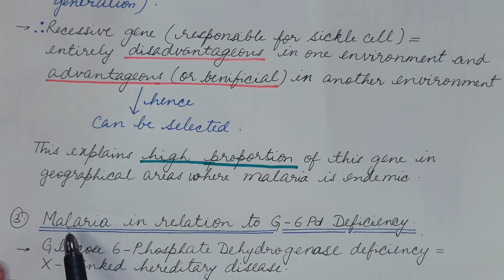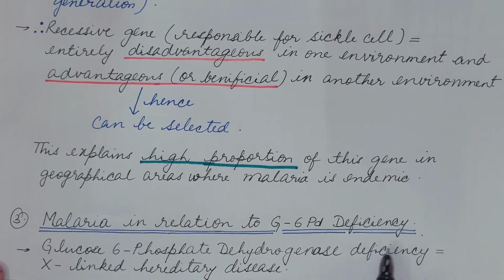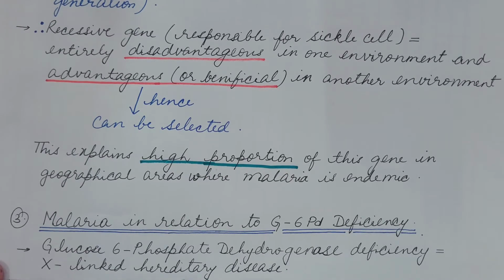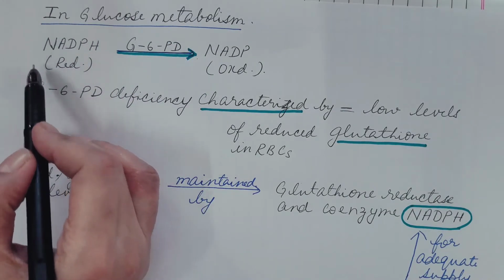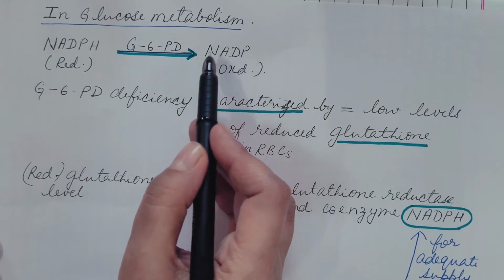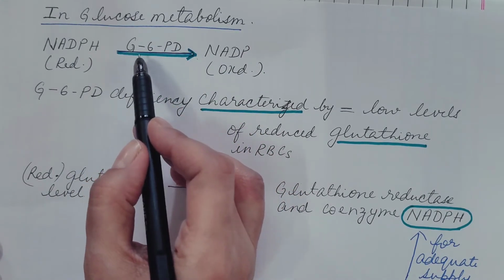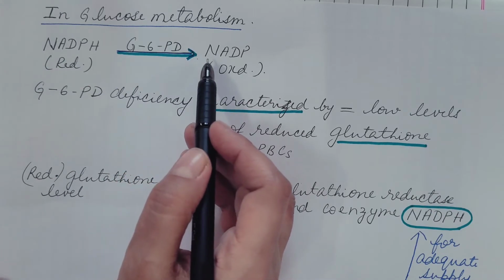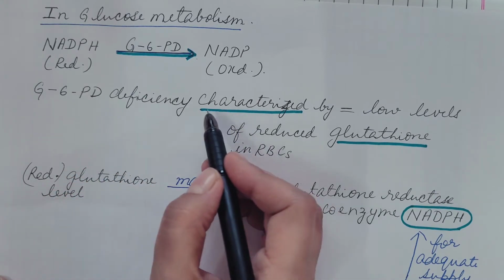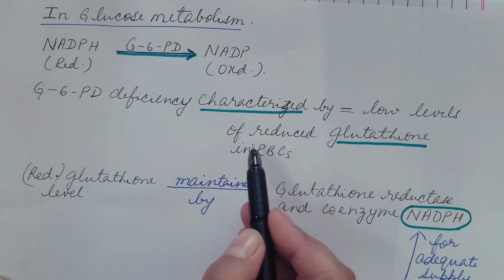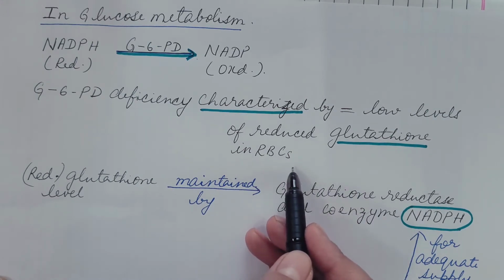Now third is malaria in relation to glucose 6-phosphate dehydrogenase deficiency. Glucose 6-phosphate dehydrogenase is an enzyme and its deficiency is an X-linked hereditary disease. In glucose metabolism, conversion of oxidized NADP to reduced NADPH is catalyzed by the glucose 6-phosphate dehydrogenase enzyme. Also, glucose 6-phosphate dehydrogenase deficiency is characterized by low levels of reduced glutathione in RBCs.